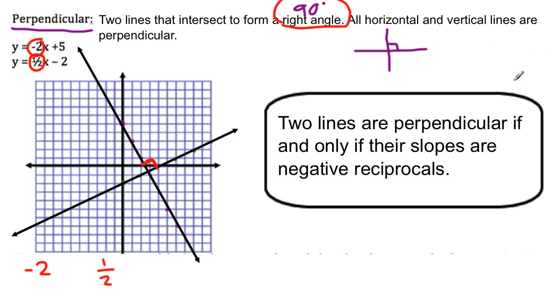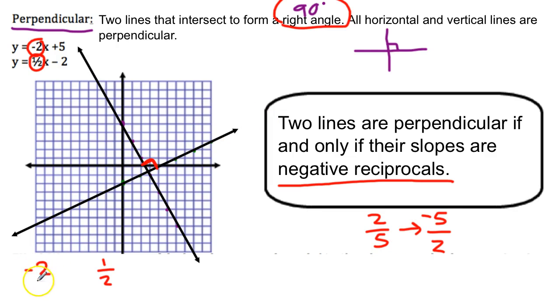Two lines are perpendicular if and only if their slopes are negative reciprocals. What is a negative reciprocal? Reciprocal is when you have a fraction, let's say 2/5, and you flip it, so 5/2. And if it's negative, you make it negative. If it started as negative, it would end up positive. So for a negative reciprocal, you flip the fraction and change the sign.